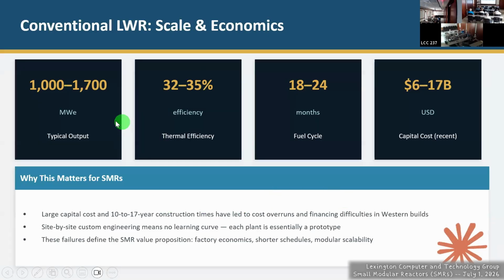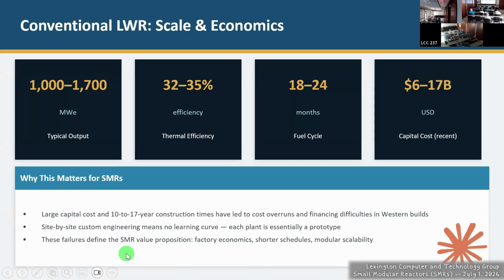Now, looking at the economics, the typical reactor produces 1,000 to 1,700 megawatts, has 32% efficiency, fuel change every 18 to 24 months, and costs me a paltry $6 to $17 billion. So this has a large capital cost, 10 to 17-year construction times, leading, of course, to cost overruns and financing difficulties. It requires site-by-site custom engineering. You can build the same reactor 5 times on the same area, but different areas will require different reactor configurations. So each plant is essentially a prototype, although less now.